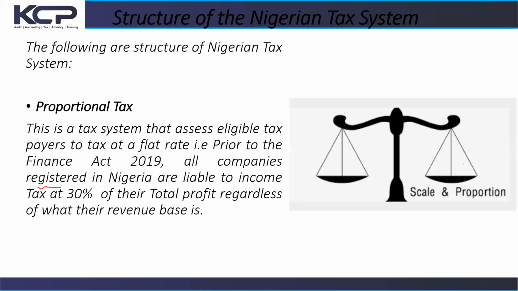Then the next thing is, we've talked about the sources of our Nigerian tax law. Another thing we want to look at is the structure. What is the form or the structure of our current Nigerian tax system? Basically, it is just three. We have what we call the proportional tax system. That is, irrespective of who you are, how much you earn, everyone should pay equal proportion as taxes. That is what we mean by proportional tax system.